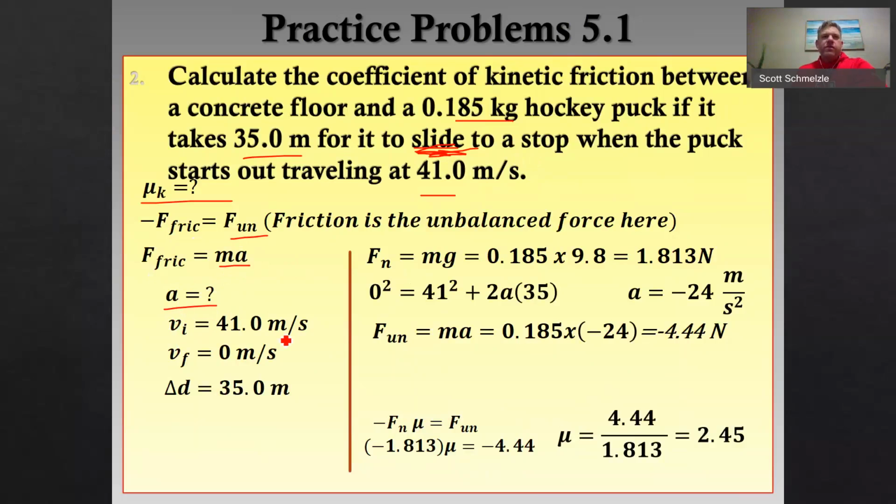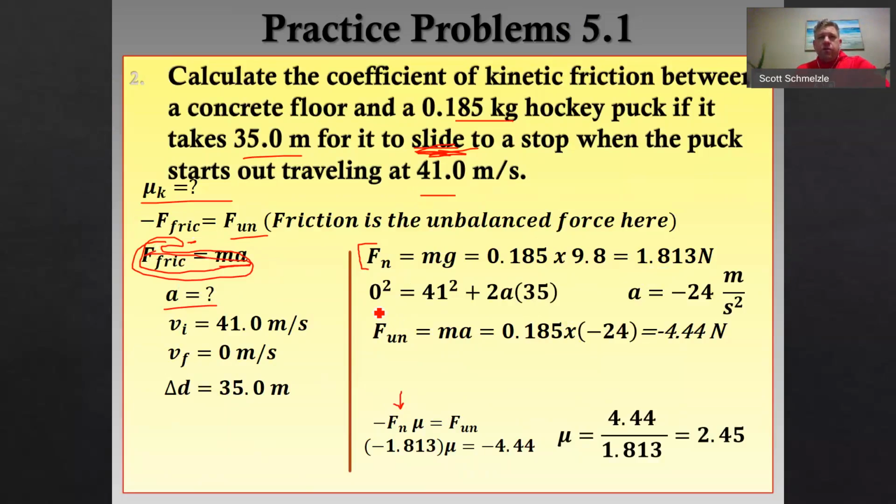Okay. So our initial velocity is 41 meters per second. Our final velocity is 0. Our distance is 35. Now, in this one, you can see I went ahead and calculated the normal force. The normal force is a nice calculation, and it basically just ends up showing up down here, when we take our F_un and everything like that. So please don't freak out about that. And if you want to, you can completely disregard this equation over here. Okay. So once we know our normal force, that's nice, that's helpful, that's great, right?